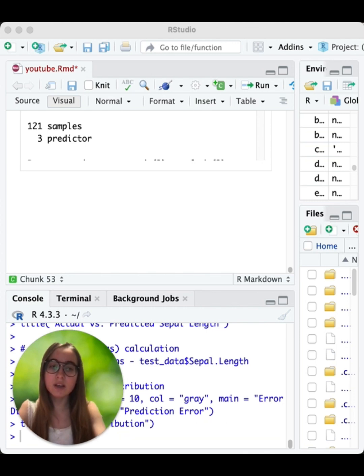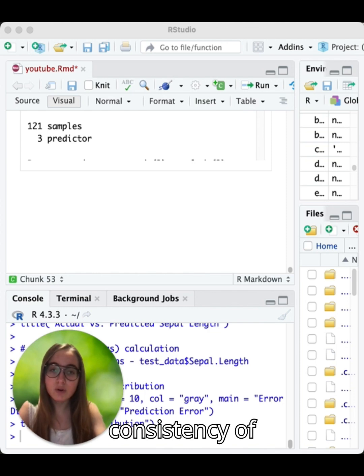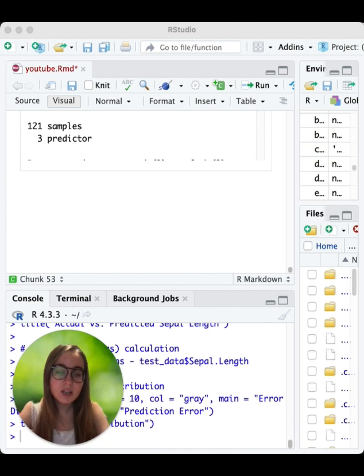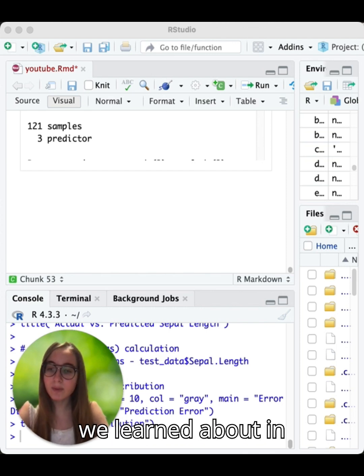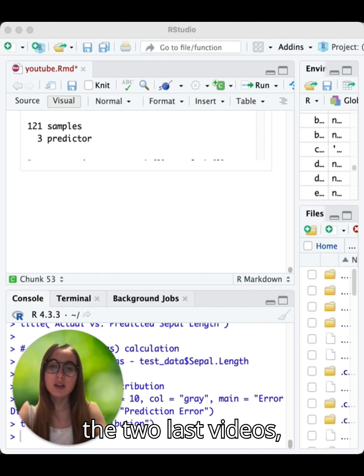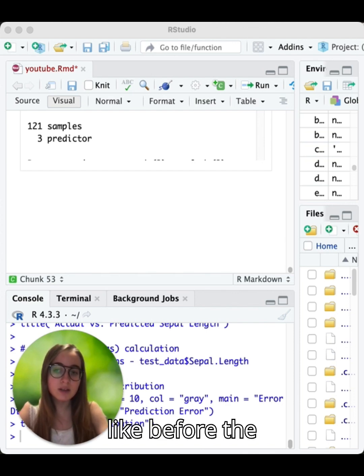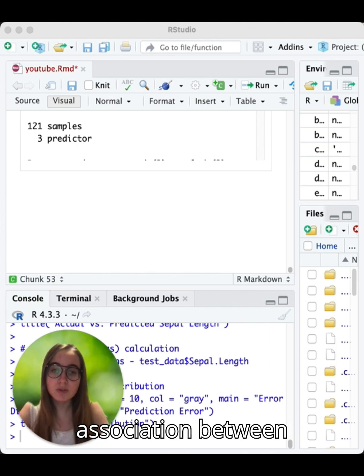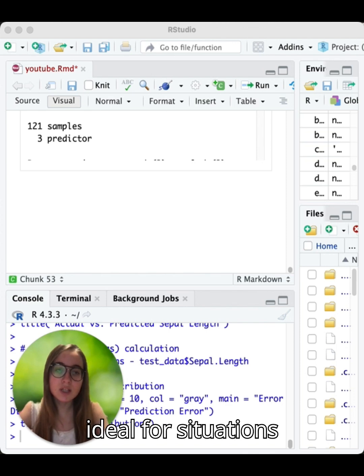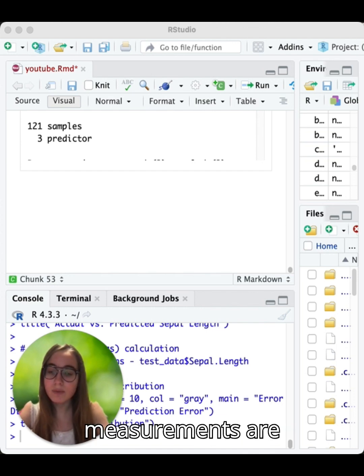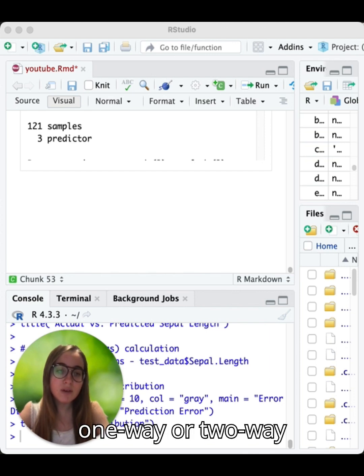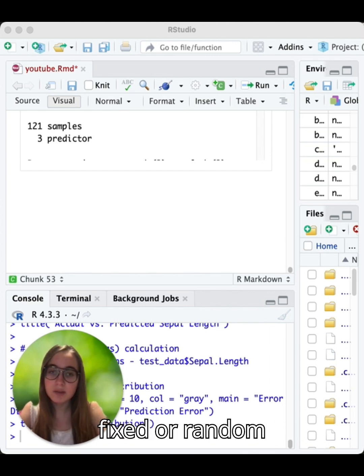This ICC quantifies the reliability and consistency of measurements across multiple raters, sessions, or instruments. Unlike Pearson or Spearman correlations, which we learned about in the last two videos, which measure the association between variables, ICC is ideal for situations where values are grouped and we need to assess their agreement. There are different types of ICC based on how raters or measurements are structured, the specific model, one-way or two-way, and assumptions about fixed or random effects.